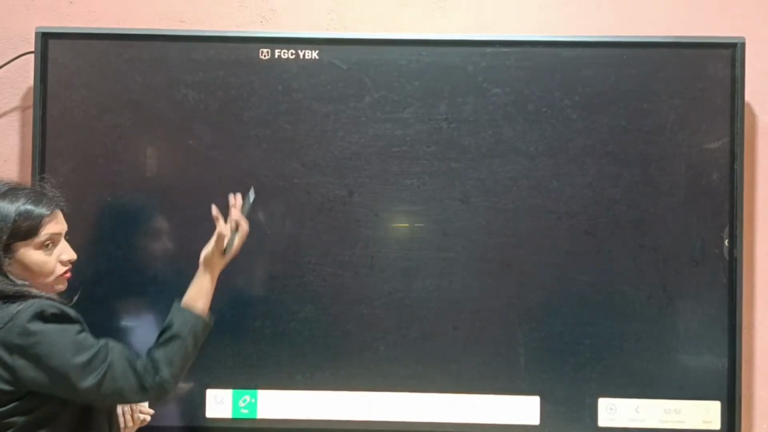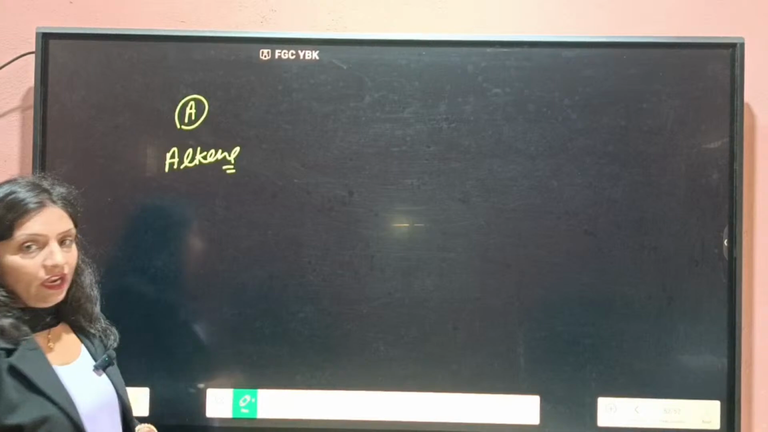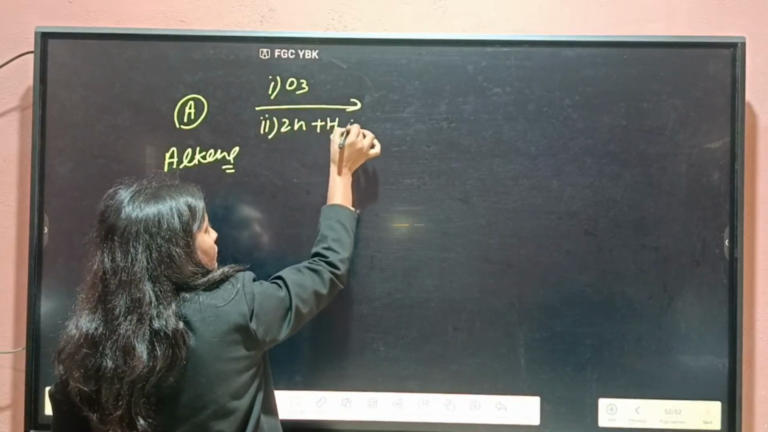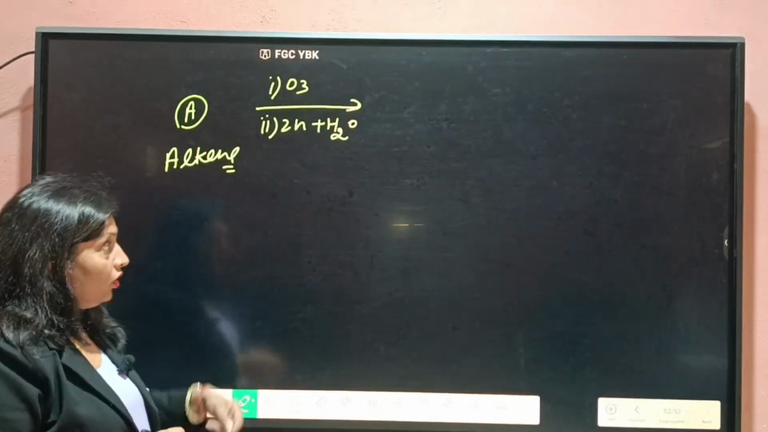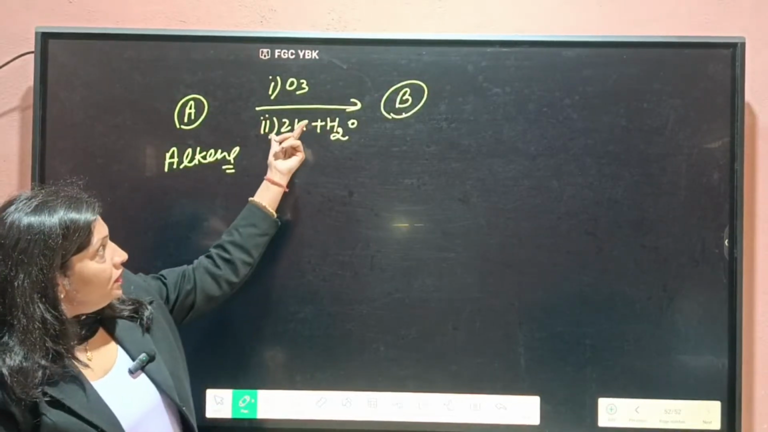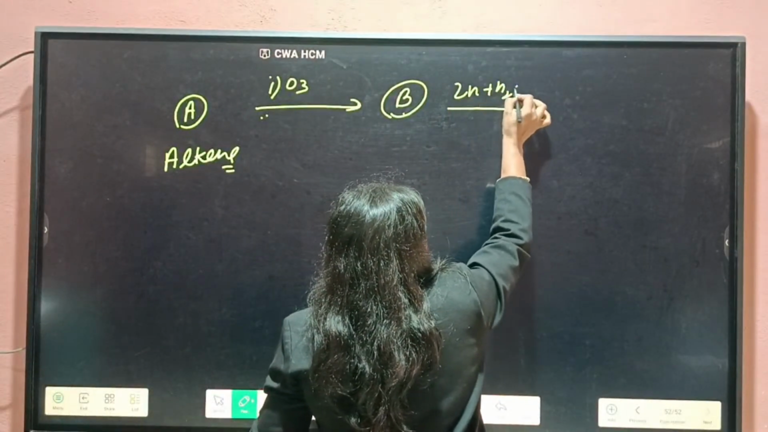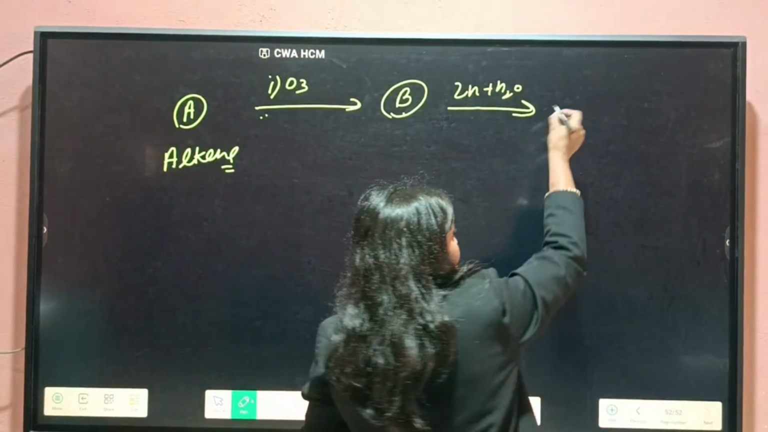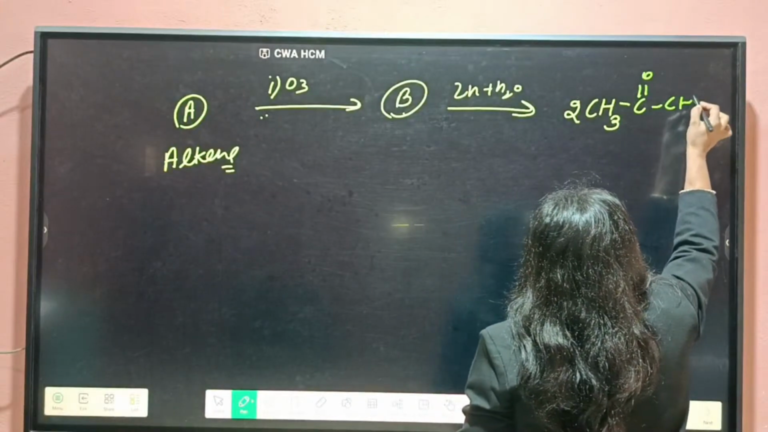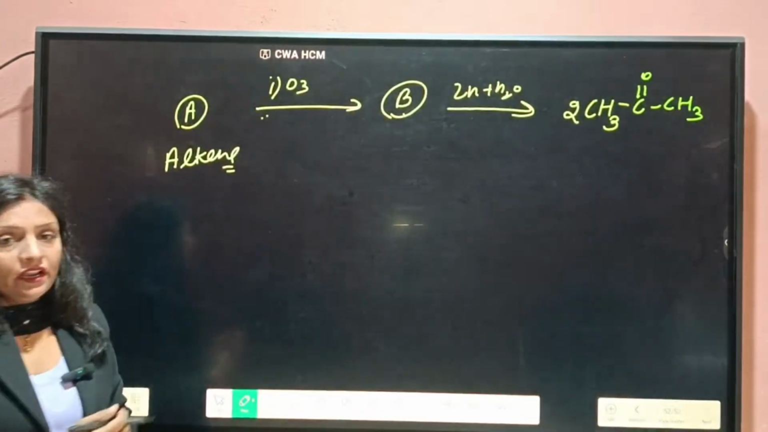If we do ozonolysis of any alkene A, if it reacts with ozone, then it forms ozonide B, and after reduction, it gives the product two molecules of acetone. Clear or not? Now write down A and B.